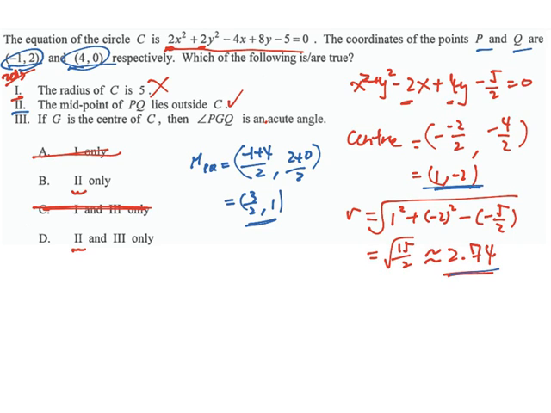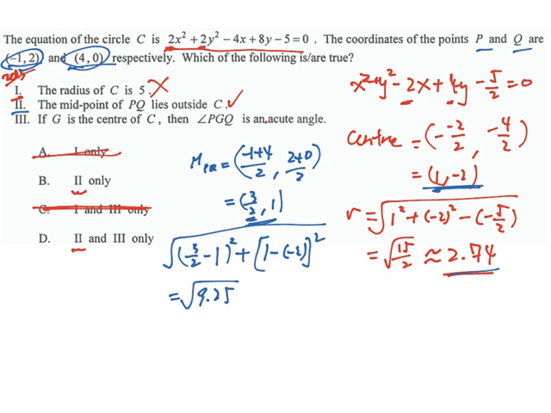So we can check the distance. So 3 over 2 minus 1, because this one minus this one, squared, and then 1 minus bracket negative 2, squared, take square root. You see the distance. So we can get the square root of 9.25. So when you press the calculator, you can get 3.04. So you see it is greater than this. So that means it's correct. Okay, lastly we'll check 3. 3 is the important one.